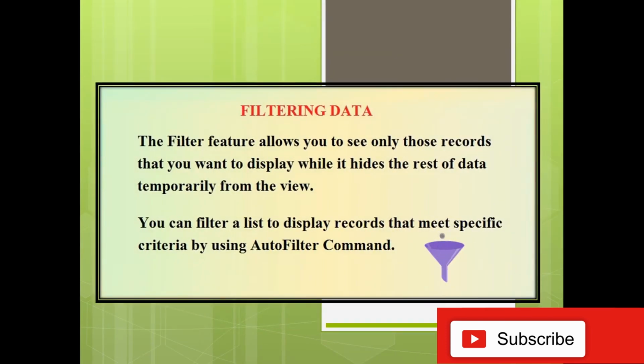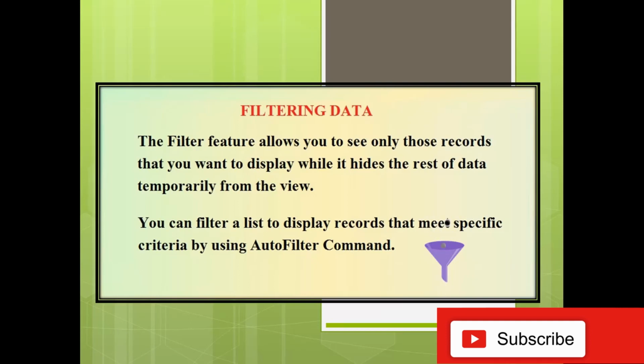Filtering data is a feature that allows you to see only those records that you want to display, while it hides the rest of the data temporarily from view. Why temporarily? Because we are filtering it as per the need. Later on we can retrieve all the data back. You can filter a list to display records that meet specific criteria by using the autofilter command in Microsoft Excel.